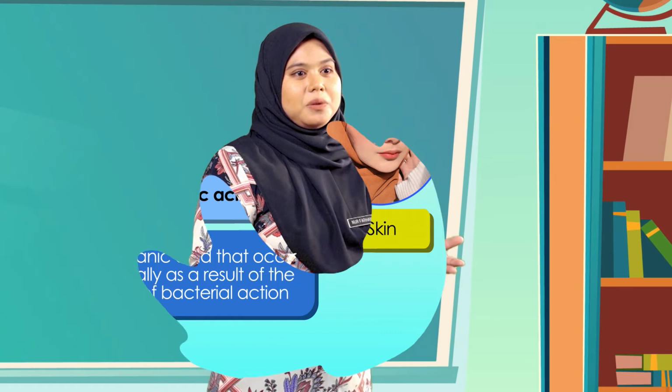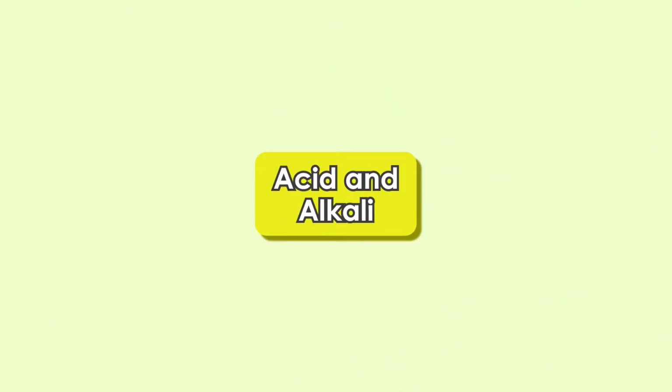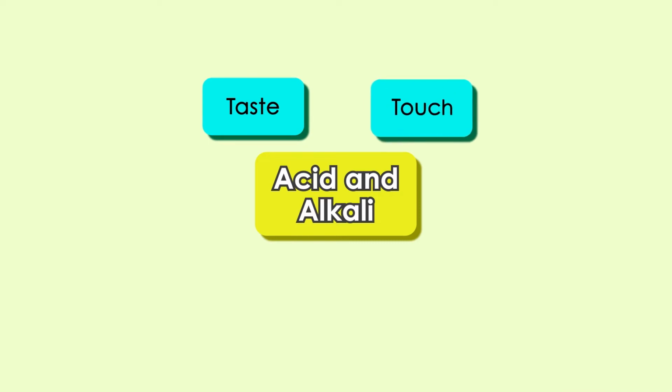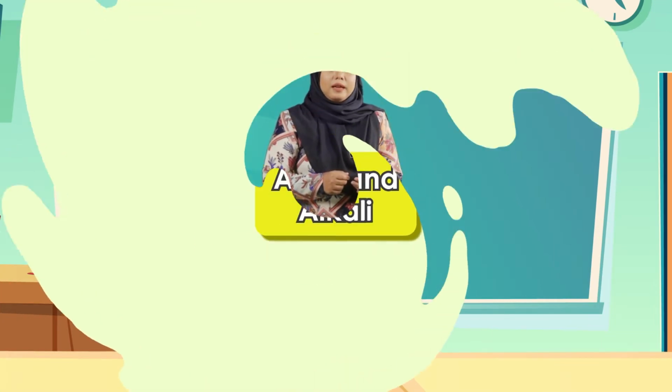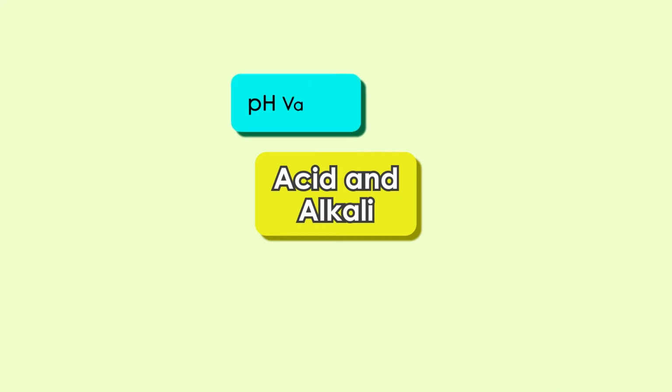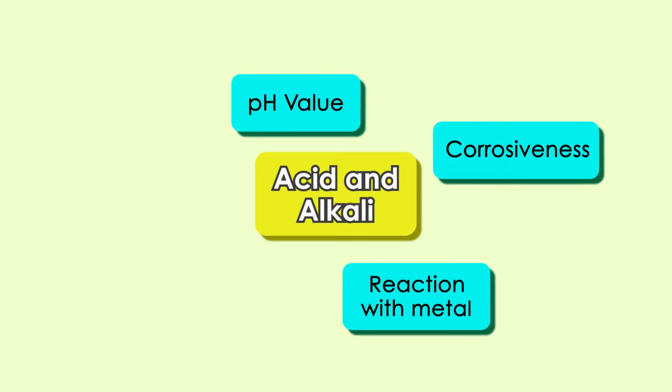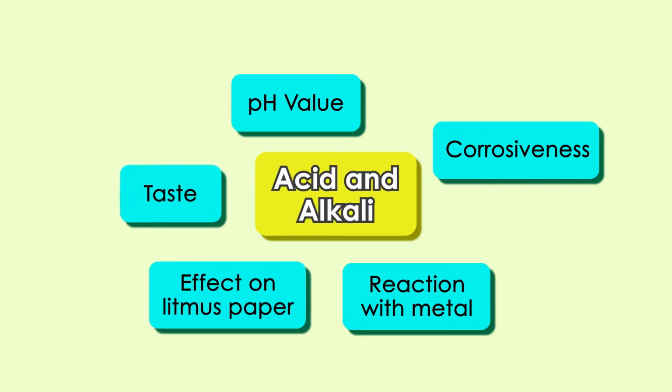In primary school, you were introduced to the properties of acid and alkali in terms of taste, touch, and the color change of litmus paper. Now, we want to discover more properties of acid and alkali in terms of pH value, corrosiveness, and reaction with metals, followed by the aspect of taste and the effect on litmus paper.